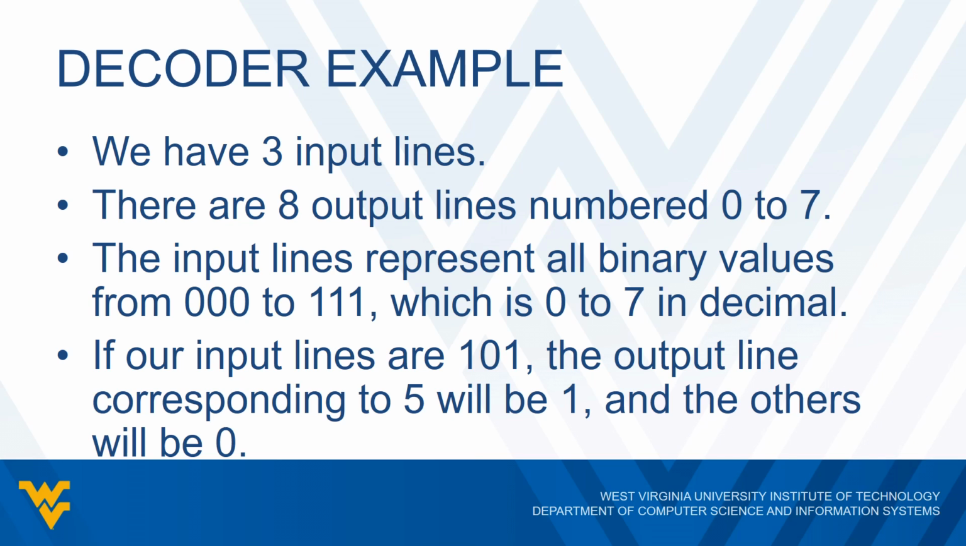So if, for example, let's say the binary values of the 3 input lines are 101, well, 101 is 5 in decimal, then a signal, which would be a binary value of 1, would be sent out by the decoder to output line 5. So that output line, which corresponds to the number 5, would have a 1, and all of the other 7 output lines would be 0.